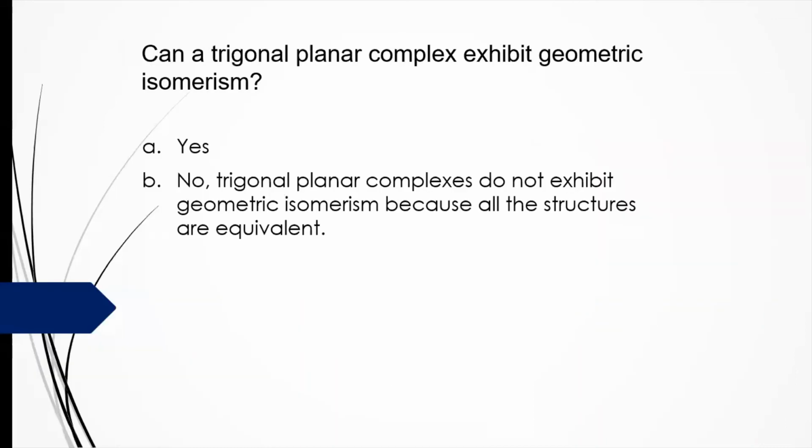Now this is an interesting question. Can a trigonal planar complex exhibit geometric isomerism? Let's think about what you know about a trigonal planar, and then think about whether you can come up with a geometric isomer. Trigonal planar means that you have one atom in the middle and three different groups that it could attach to on the side.